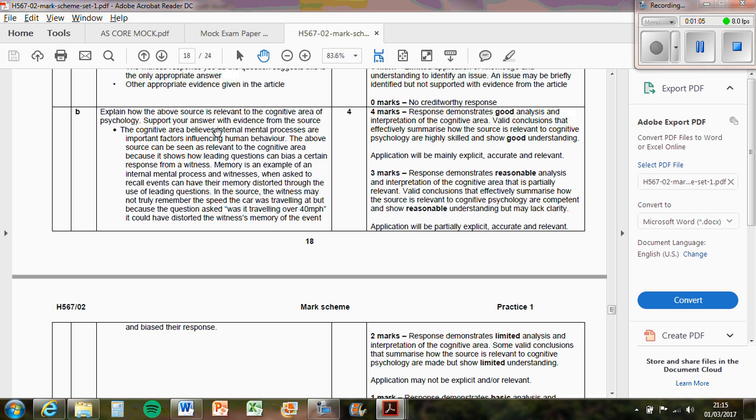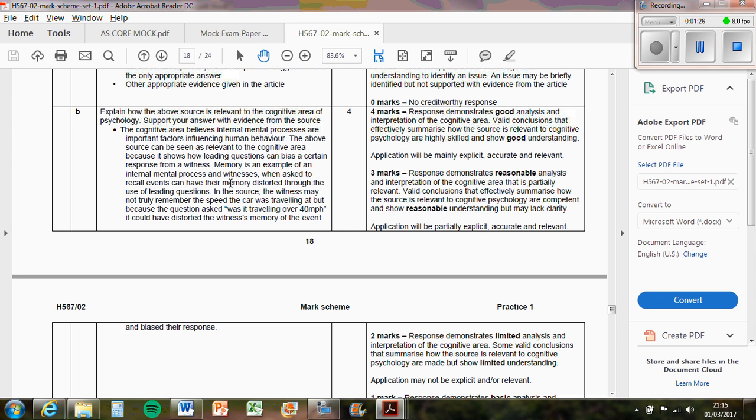The cognitive area believes internal mental processes are important factors influencing human behaviour. So start off with the assumption. That makes the most sense. Talk about the assumption first, then link it to the article. The above source can be seen as relevant to the cognitive area because it shows how leading questions can bias a certain response from a witness. Memory is an example of an internal mental process.